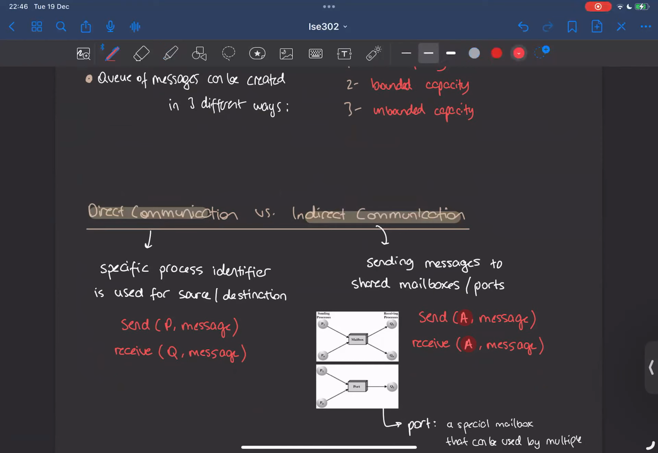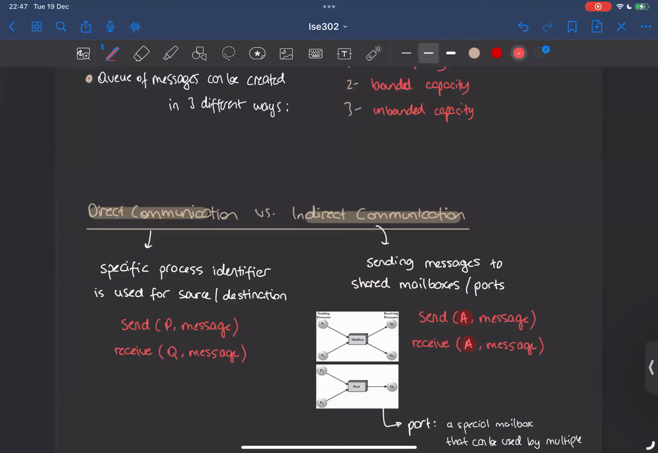In a direct communication scenario, specific process identifiers are used for source and destination. But this can be challenging when the source cannot be known in advance, such as in the case of a print server. In contrast, indirect communication involves sending messages to shared mailboxes or ports, providing a more convenient approach where senders place messages in a place and the receiver picks them up from there.